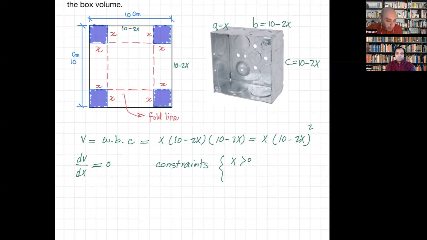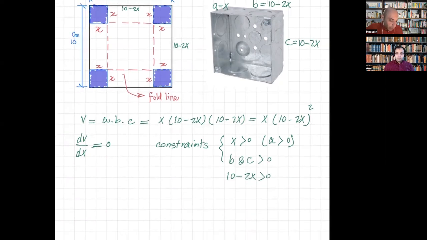So for the first constraint, in other words, A needs to be greater than 0, meaning the box has a height. And then the second constraint is B and C need to be greater than 0. That means 10 minus 2x needs to be greater than 0. Then if we rearrange this equation and isolate x, maybe I should write down the steps because that may confuse people. So I subtract 10 from both sides.